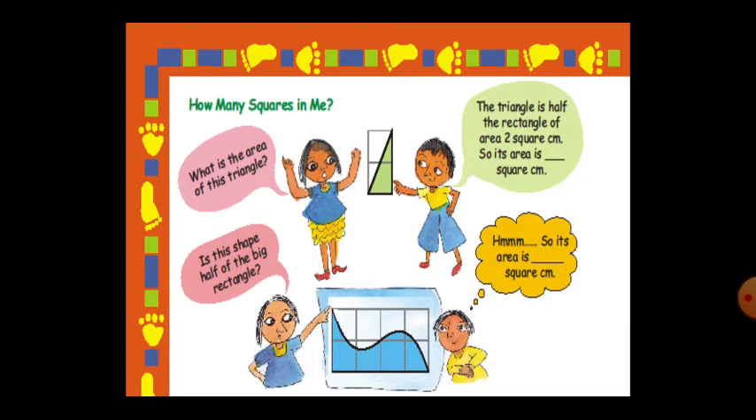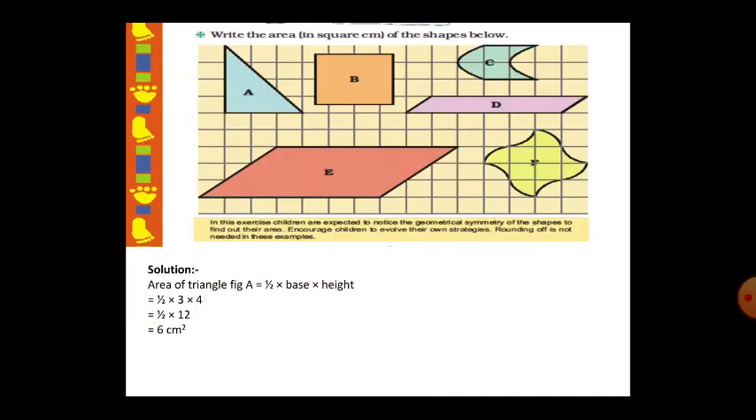Is the shape half of the bigger rectangle? See the second figure, you can observe. Is the shape half of the rectangle? No. So its area is... now you can observe, write the area in square centimeters. The unit is very important. The unit is square centimeter, the standard unit, for the shapes below.